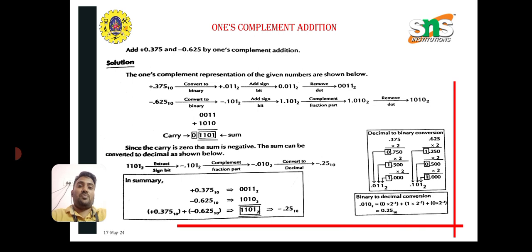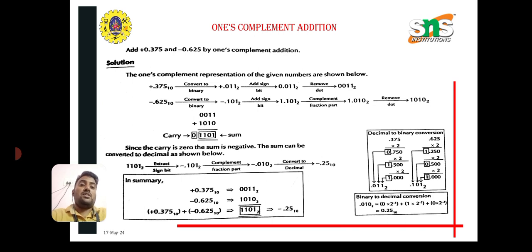Here, add the decimal numbers plus 0.375 and minus 0.625 by ones complement addition. First, you have to convert decimal to binary format. The first number is plus 0.375, and the second number is minus 0.625. The binary format for these two numbers is 0.011 and minus 0.101. Next, add the sign bit. The first is positive and the other is negative. Negative means the sign bit is 1, positive means the sign bit is 0.